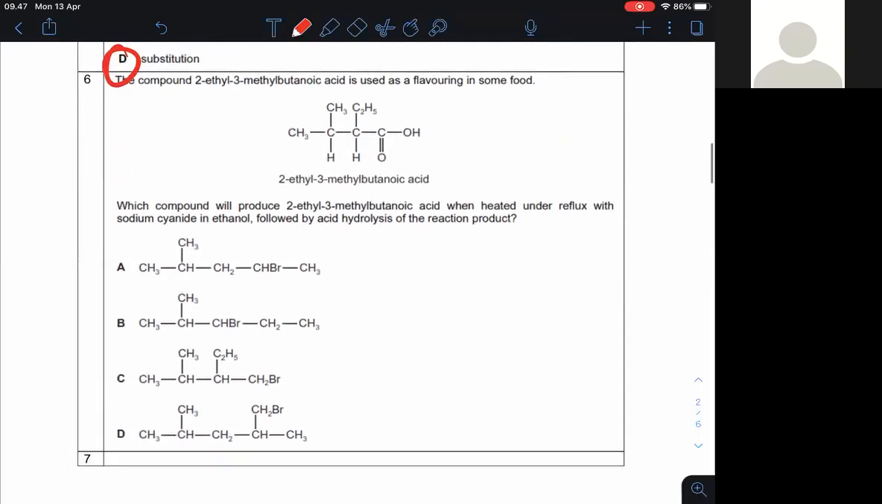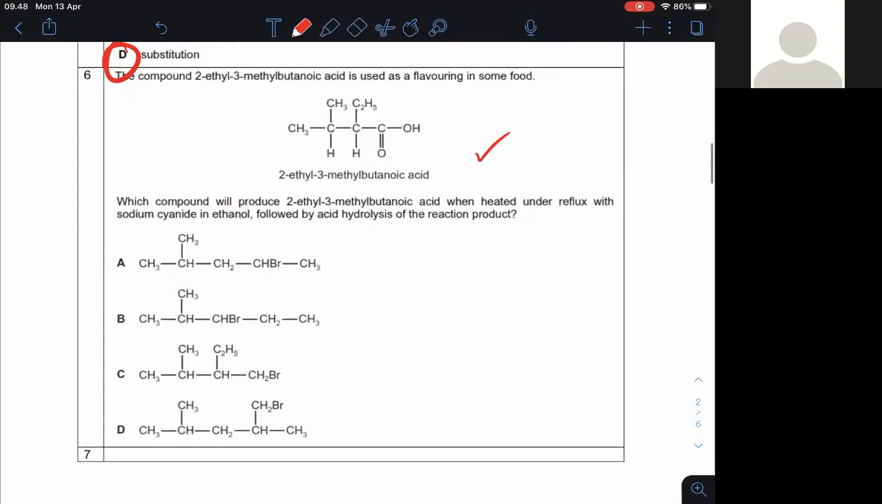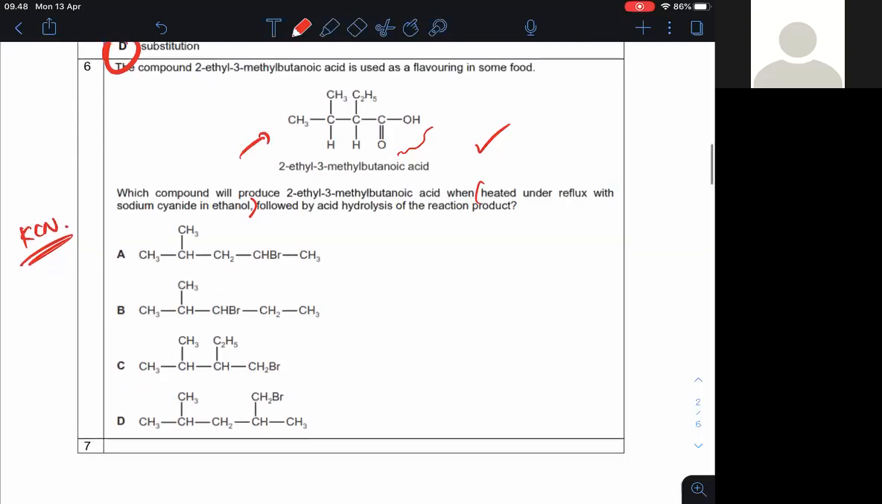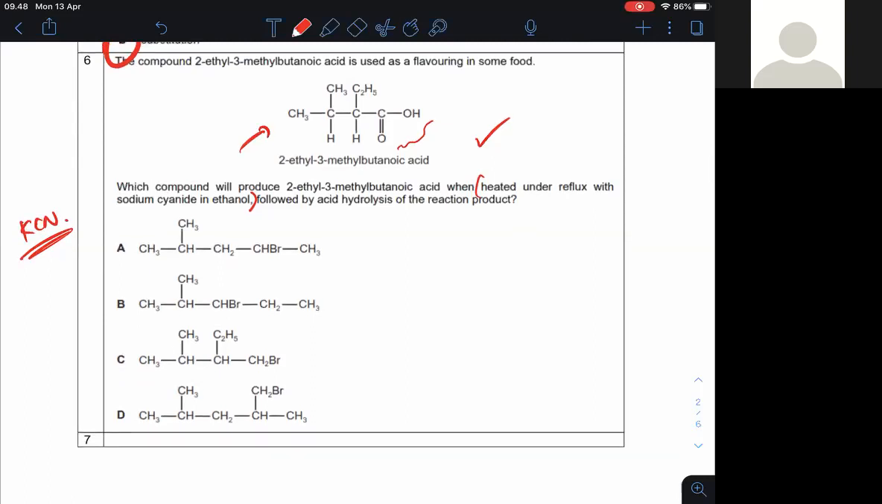Next question. Now here you have a compound, a carboxylic acid. They say that when you heat it under reflux with sodium cyanide in ethanol, followed by acid hydrolysis, which compound will produce this molecule? But take note, it's going to be KCN. When you react something with KCN, what will happen, Jody? If this is the reactant, what will happen to the product when you react with KCN?